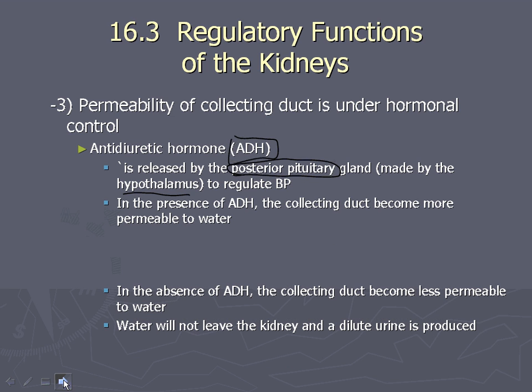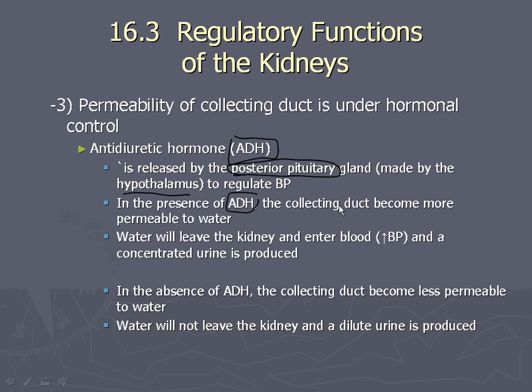So in the presence of ADH, what happens is the collecting duct, so that very end of the nephron, becomes more permeable, which means more water will leave the kidney and enter the blood, and that results in a concentrated urine, which means there's a lot of solutes in a minimum amount of water. So what it leads to is higher blood pressure because more water can be brought into the blood.